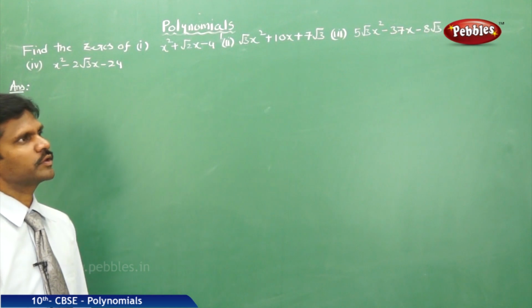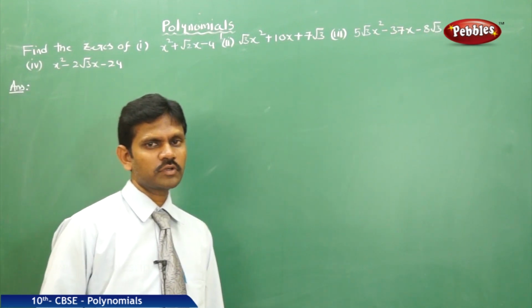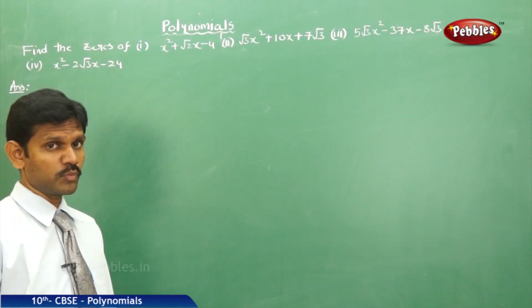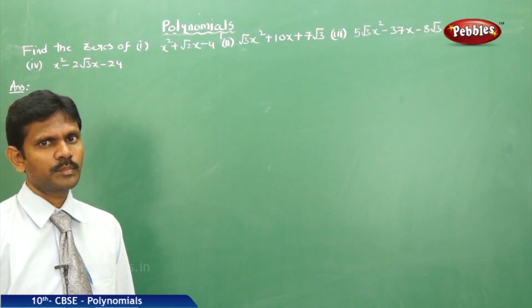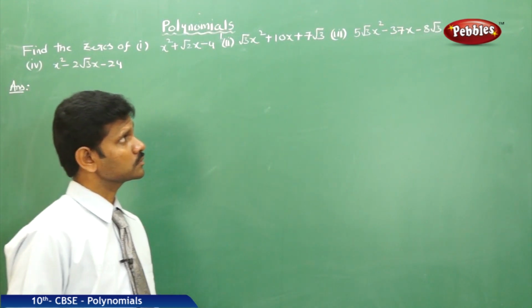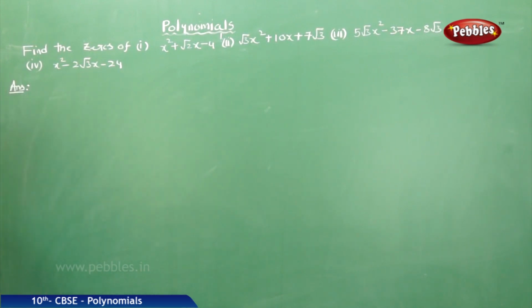Find the zeros of the following. Here 4 different questions are given, and these 4 different questions are quite different from the textbook models, which are generally called extended models. Based on the concept, we have to find out the zeros of the given ones. Okay, let us see how to find the zeros of the following.